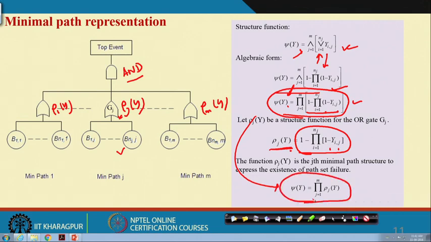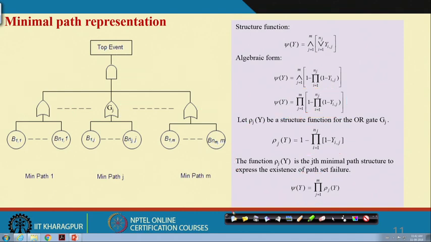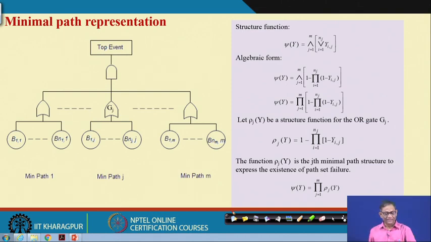Okay. So, that means, if you go for minimal path representation, what you have to do? You have to first find out the structure function for all the OR gates, which are basically inputs to the top event using a logic AND gate, and then find out the structure function everywhere and get its algebraic form, and then the AND gate, this is the multiplication form. So, that way it will be written like this.